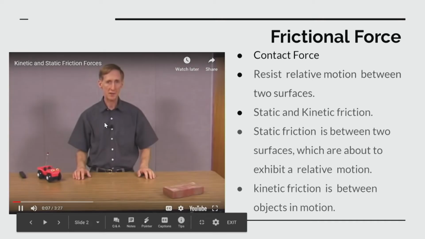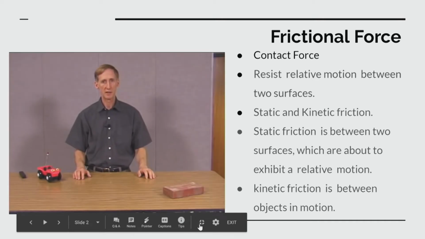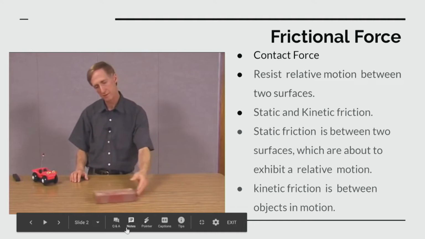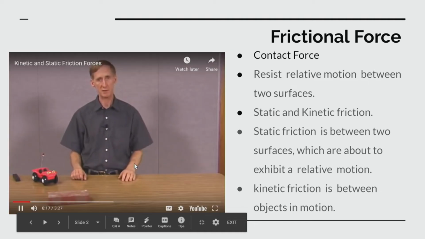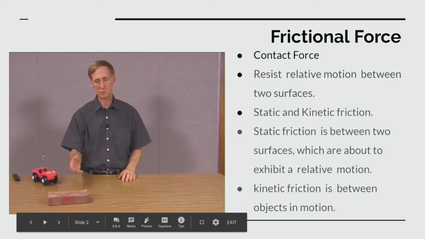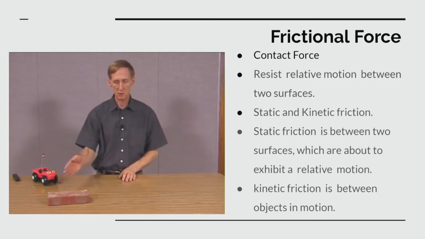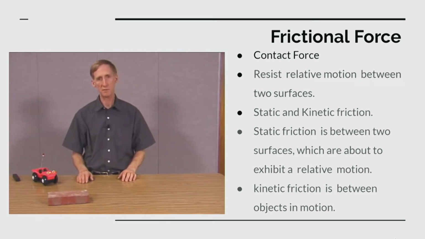Let's look at two kinds of friction, static and kinetic friction. Now, here's an example of kinetic friction. If I push this brick, it slides across the table, obviously, and comes to a stop. Something is bringing it to a stop. We take that to be a friction force. Since the brick is moving, that's called sliding friction, or another word for it is kinetic friction.